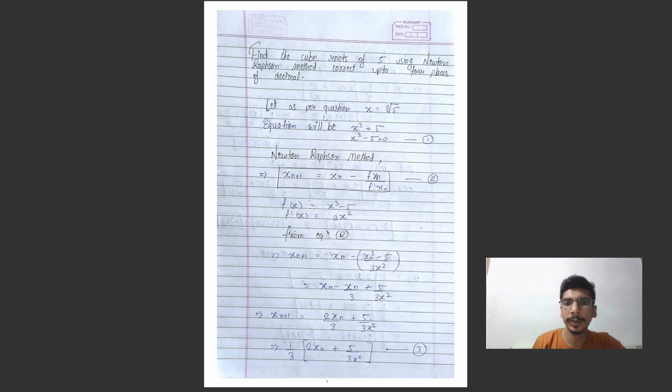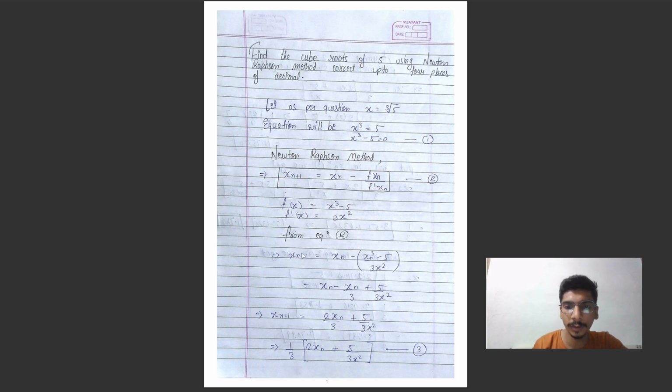As per the question, x is equal to the cube root of 5, which means we have to find the cube root. So we have x equals cube root of 5. The equation will be formed: x cube minus 5 is equal to 0. We have given this equation as equation number 1. As per Newton's Raphson method, the formula will be xn plus 1 is equal to xn minus f of xn upon f dash xn. We have given this formula as equation number 2. f of x is equal to x cube minus 5 and f dash of x will be 3x square.